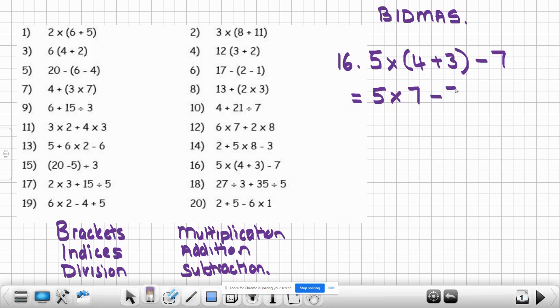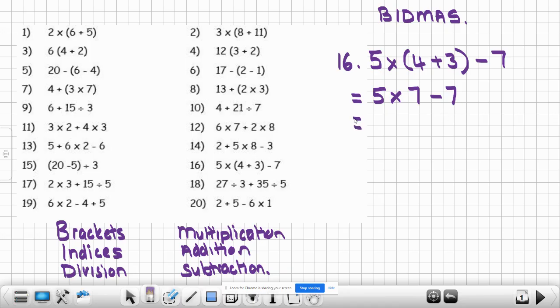So we can put that at the end. So all we've done at this first stage is worked out what's inside the brackets and then given that as part of the sum without the brackets. So we did 4 plus 3 is 7, so we can lose the brackets, and then we're left with 5 times 7 minus 7.